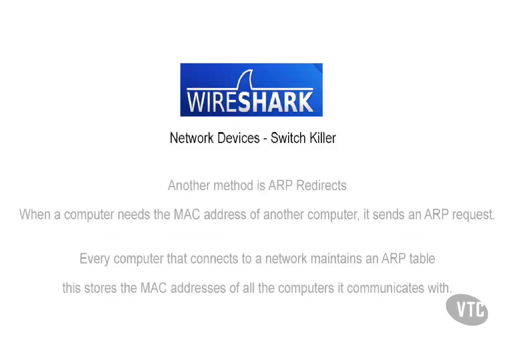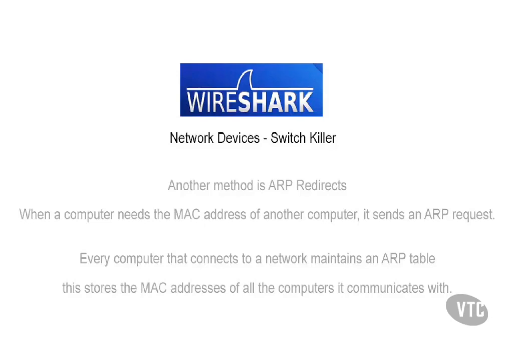Another method is ARP redirects. When a computer needs the MAC address of another computer, it sends an ARP or Address Resolution Protocol request. Every computer that connects to a network maintains an ARP table. This stores the MAC addresses of all of the computers it communicates with. ARP requests are also broadcast on a switch, so essentially all computers on that switch can see the requests and the responses. There are various methods available that use ARP to trick a switch into sending traffic somewhere it shouldn't go.